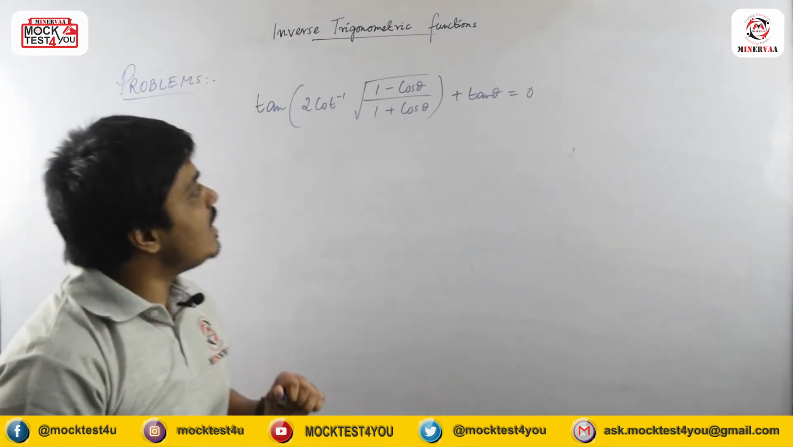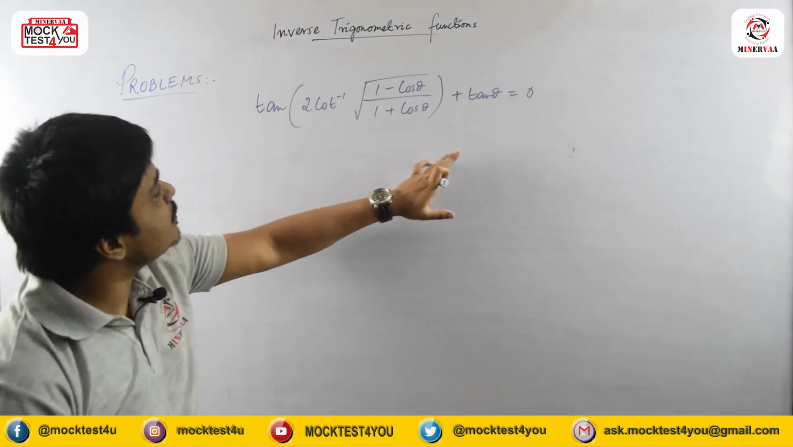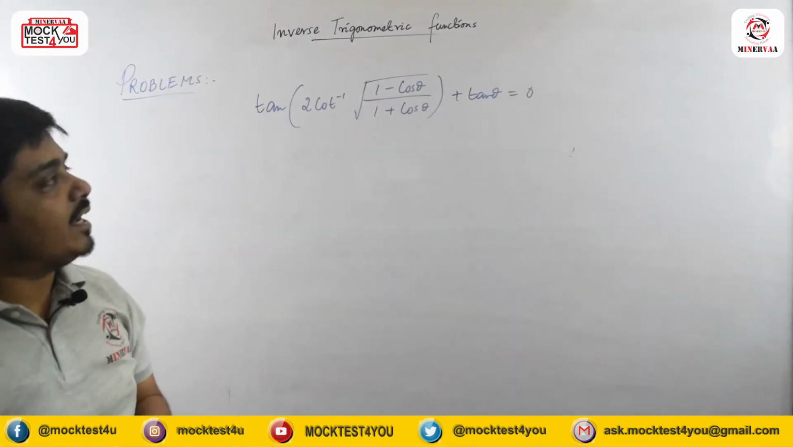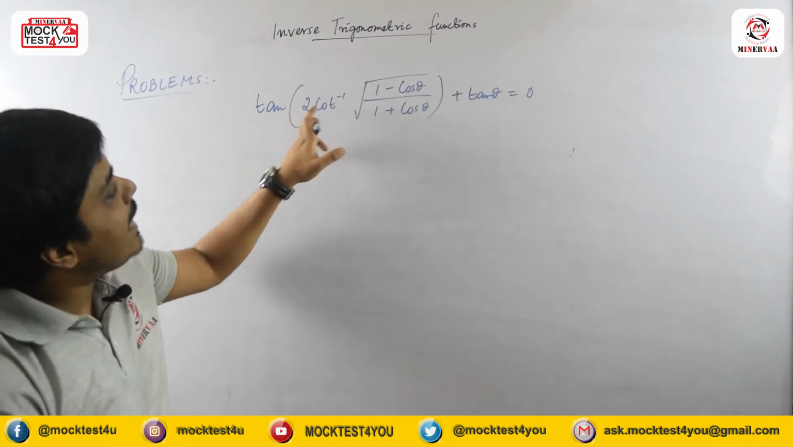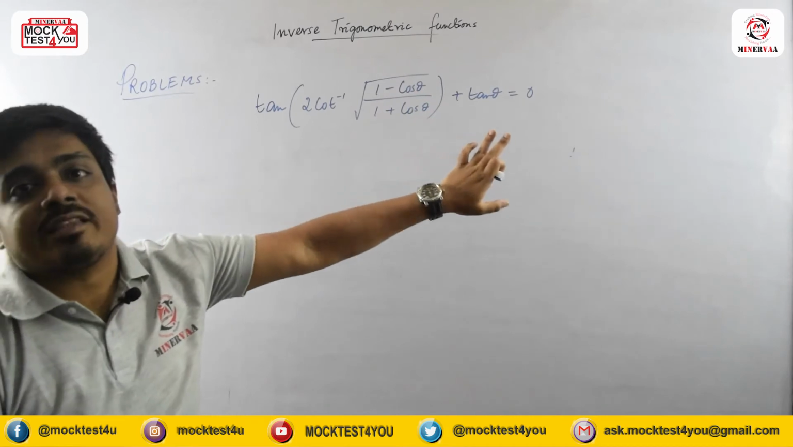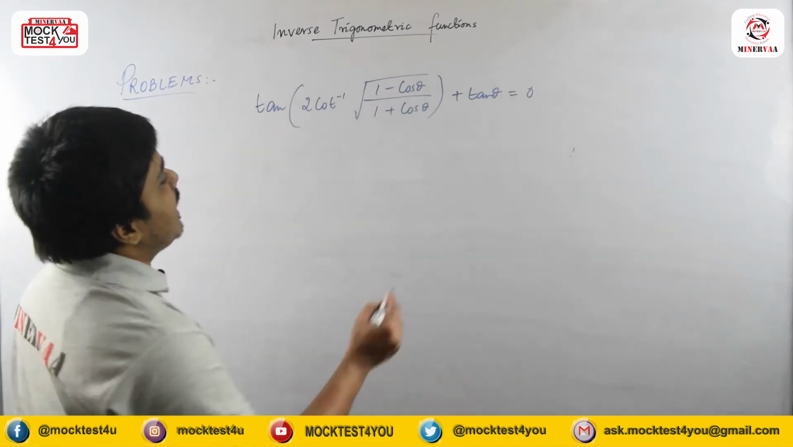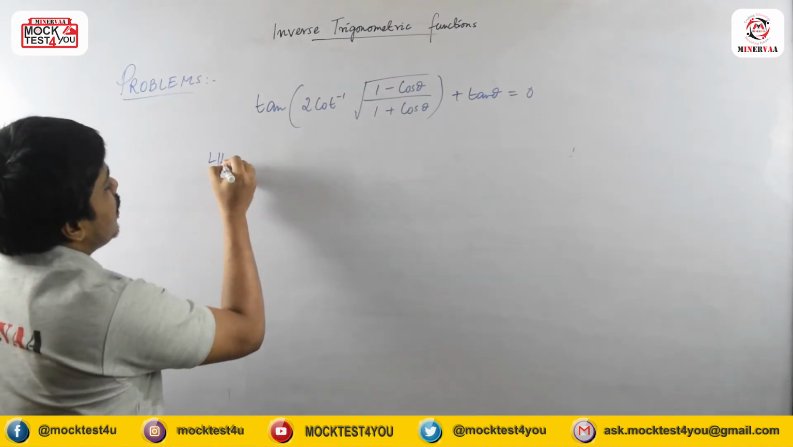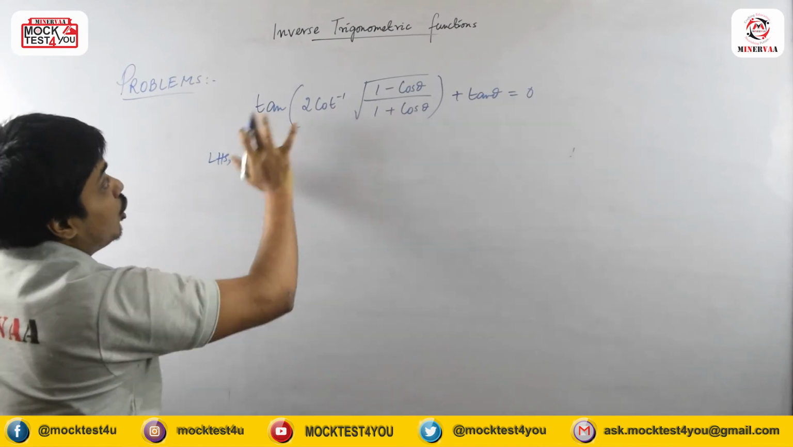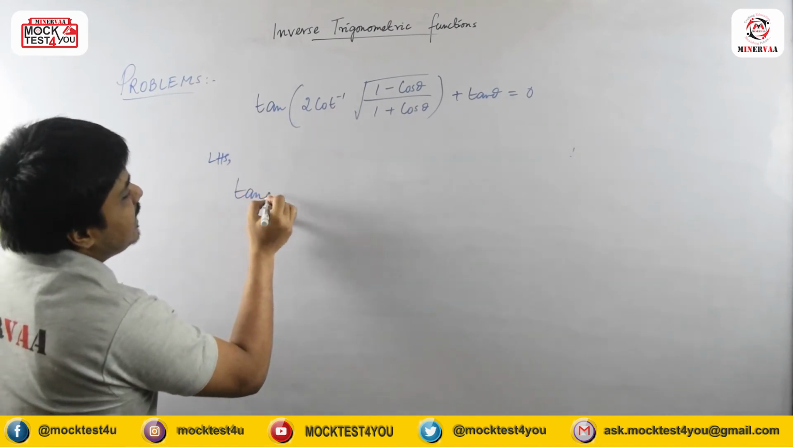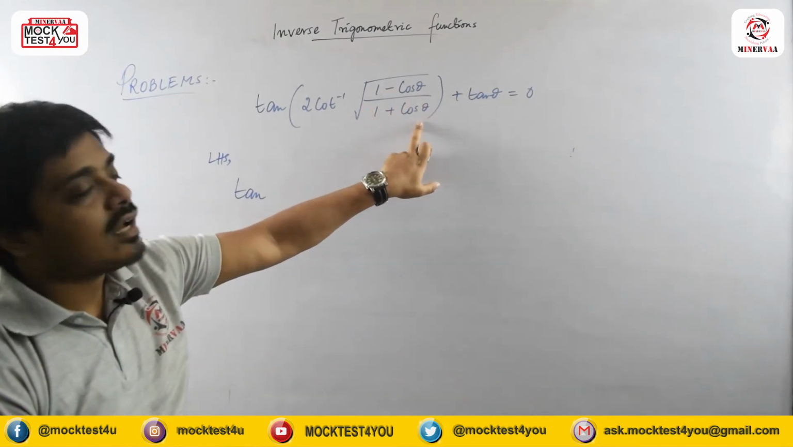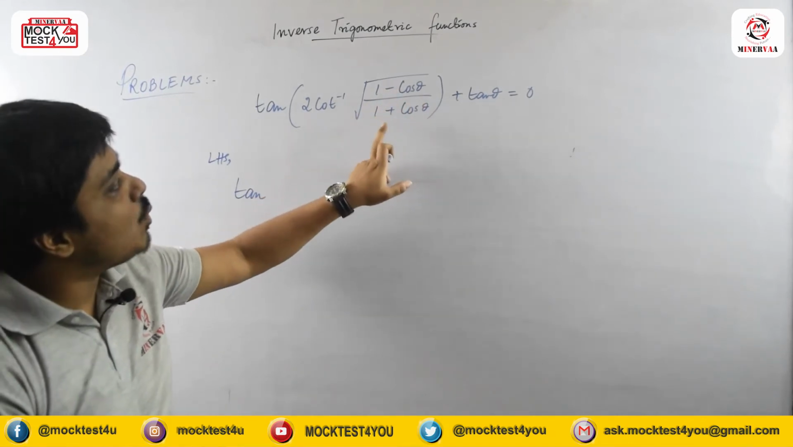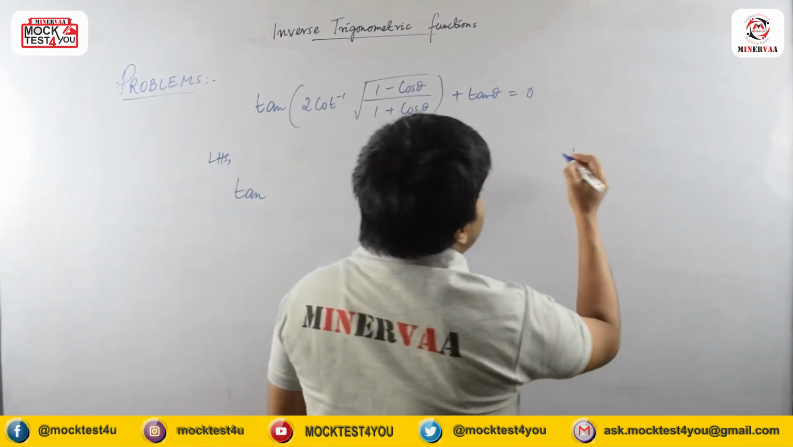So now we are going to prove this one. Now this problem kind of looks too big. Here we have inverse functions in there, and tan and cos functions are also in there. So let us start with the left hand side and see what we get. When we thoroughly look into this problem, we see 1 minus cos theta and 1 plus cos theta.